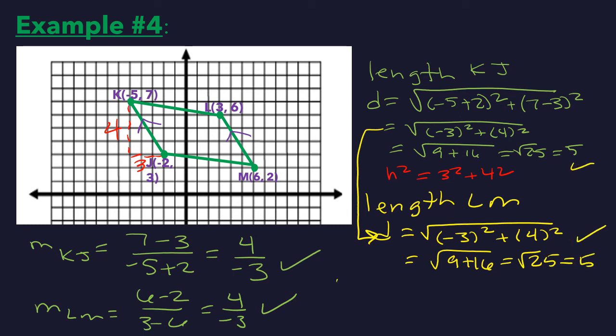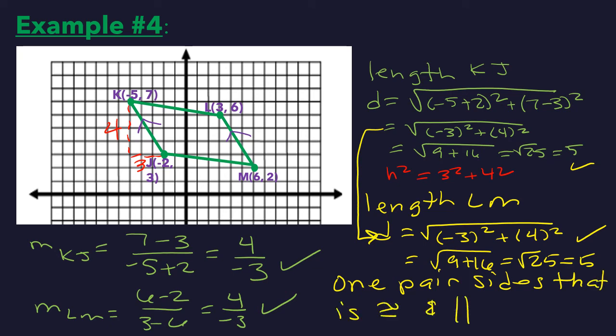So I have one pair of sides that is congruent and parallel. Therefore, this shape is definitely a parallelogram.